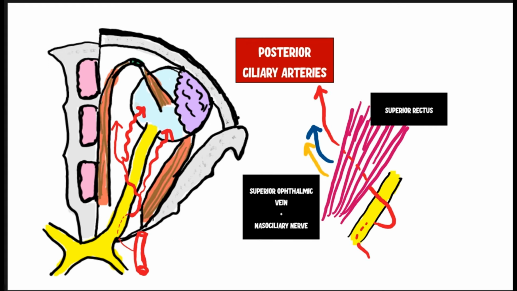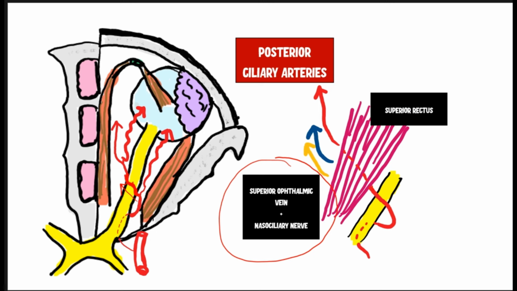Now, the ophthalmic artery decides that it's going to travel above the optic nerve. Okay, so it's going to cross now above the optic nerve, and as it crosses above the optic nerve, it is going to reach the medial compartment of the orbit. And here in the medial compartment of the orbit, it is basically accompanied by two structures, the superior ophthalmic vein and one more nerve, that is the nasociliary nerve. Okay, and this ophthalmic artery is basically traveling below the superior rectus muscle.